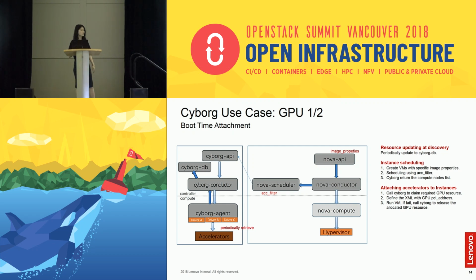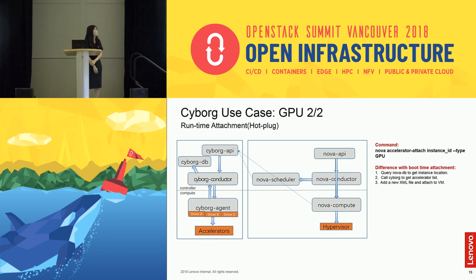The third, so that Nova conductor can decide which node to launch the VM. The third phase is triggered by Nova compute when attaching accelerators to the instance. In this workflow, Nova compute calls the Cyborg API to claim the required GPU resources, and then it defines the XML with the GPU PCI address returned by Cyborg. And if it fails in the process of VM launching, Nova compute should call the Cyborg API to release the related resources.